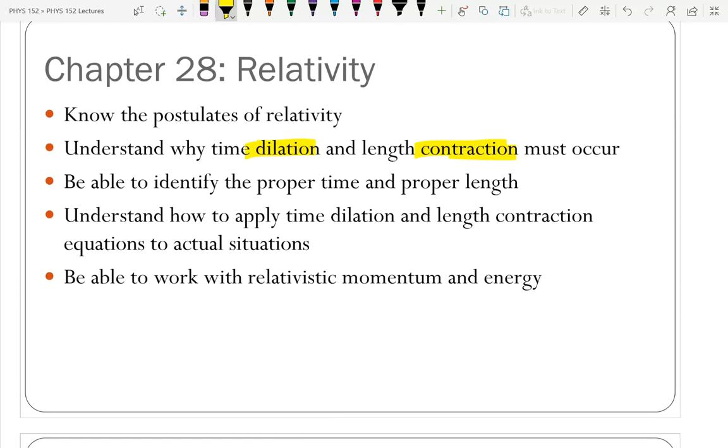And if you're going to do a problem that has to do with time dilation or length contraction, you need to be able to identify which reference frame is going to be the proper time, which reference frame is going to be the proper length. Now, some things that are easy to identify, if you know one of them is proper, the proper time, just look at the term time dilation, is always the shortest measurable time between events. Shortest time.